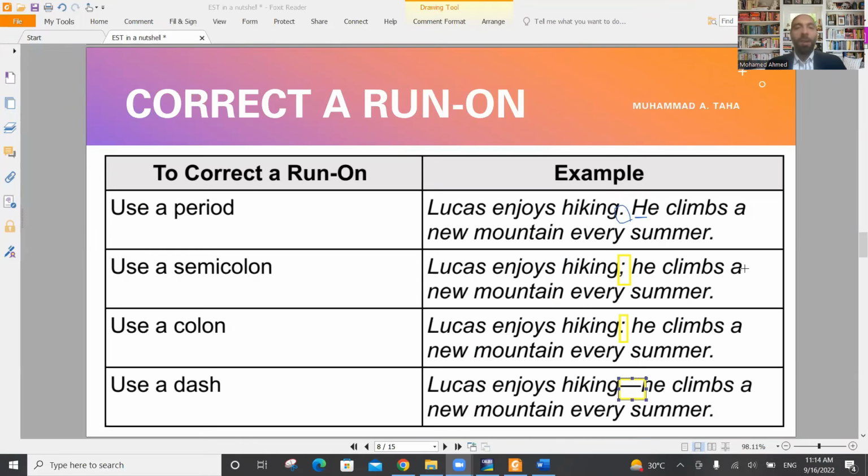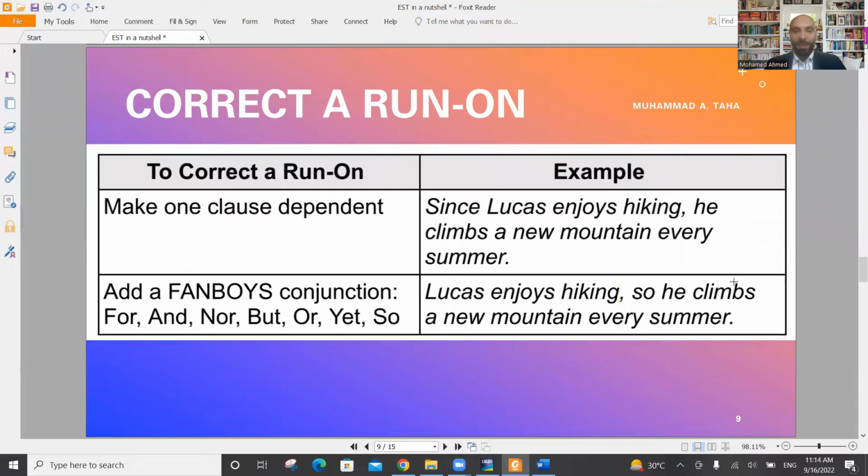So do we have any other way to fix this error? Yes. To correct a run-on, we can make one clause dependent to make a complex sentence. Like here, Lucas enjoys hiking. I can make it dependent clause by adding subordinator like since. Since Lucas enjoys hiking, since means because in this case. Since Lucas enjoys hiking, he climbs a new mountain every summer. And here we added a comma, okay, after the dependent clause.